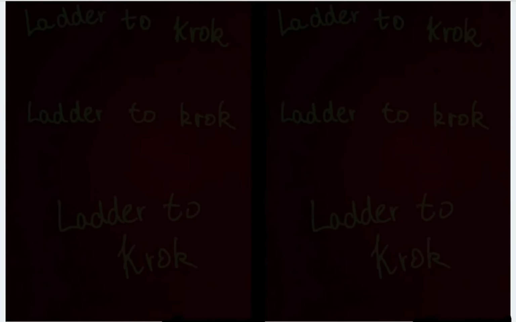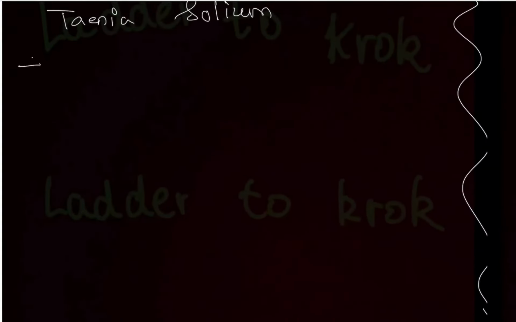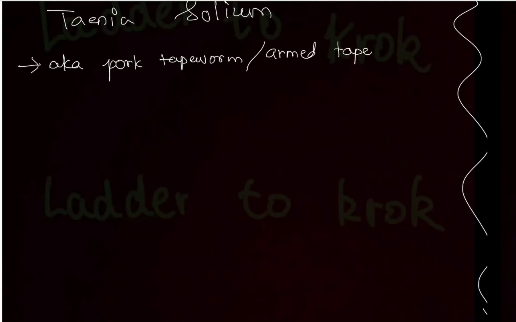The next organism or helminth which we are going to study is Taenia solium, and make a column and write down Taenia saginata. Okay, so Taenia solium we will do first. For Taenia solium, you should know it is also known as cork tapeworm. It has one more name, and that is armed tapeworm. It has 4 ventral suckers.